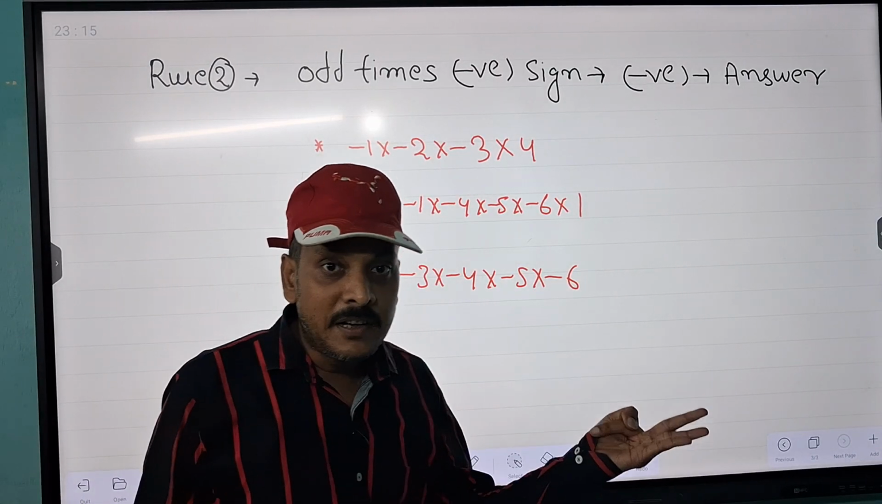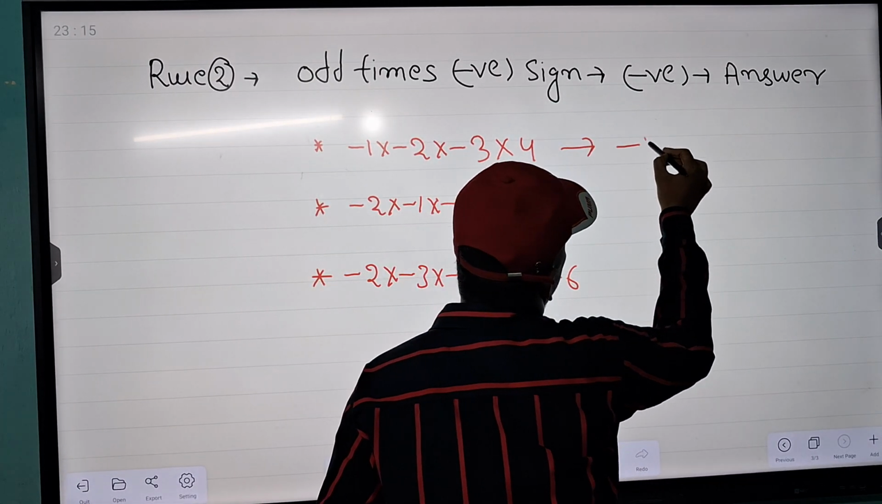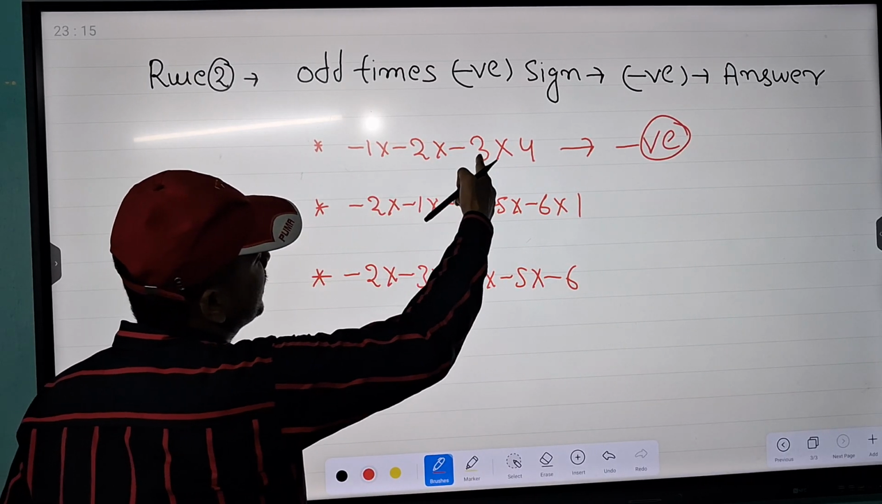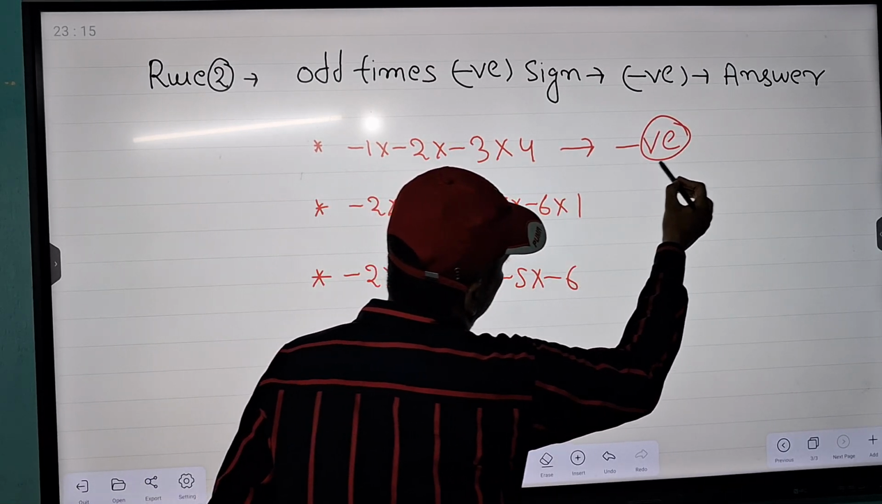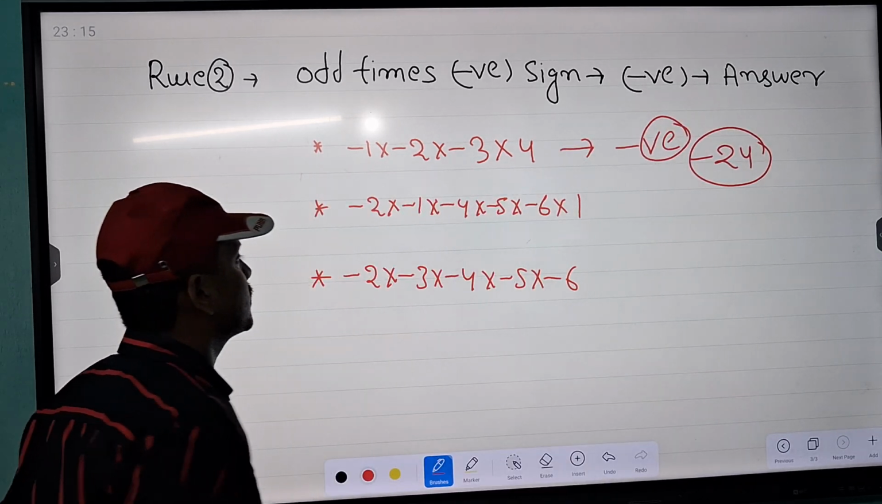That means odd times. So the answer is negative. 1 2 is 2, 2 3 is 6, 6 4 is 24. That means minus 24 is the answer for this question.